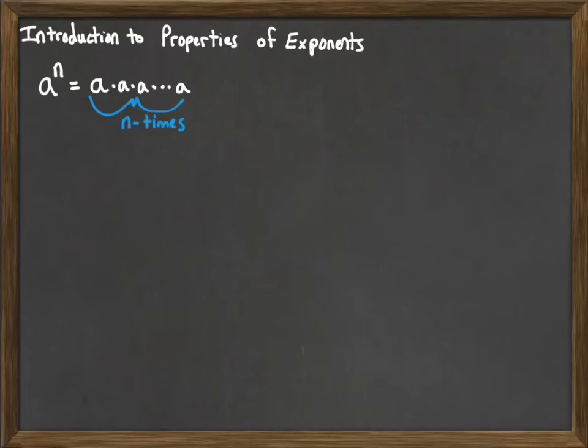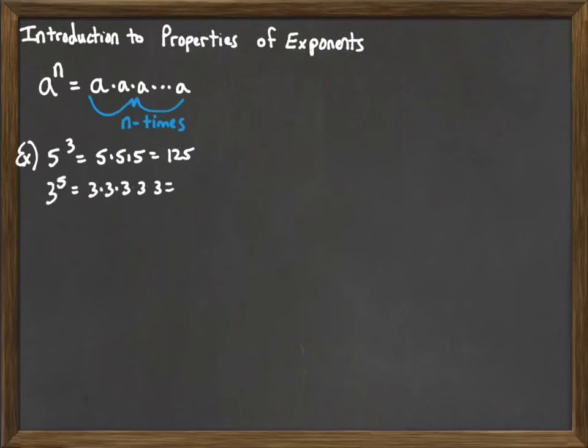And so just a couple quick examples just to refresh our memory on what exponents are. So 5 to the third would mean 5 times itself 3 times, which would give us 125. As another example, if we did 3 to the fifth, that would mean multiply 3 times itself 5 times, and if you do that, you'll actually get 243. So that's what an exponent is.